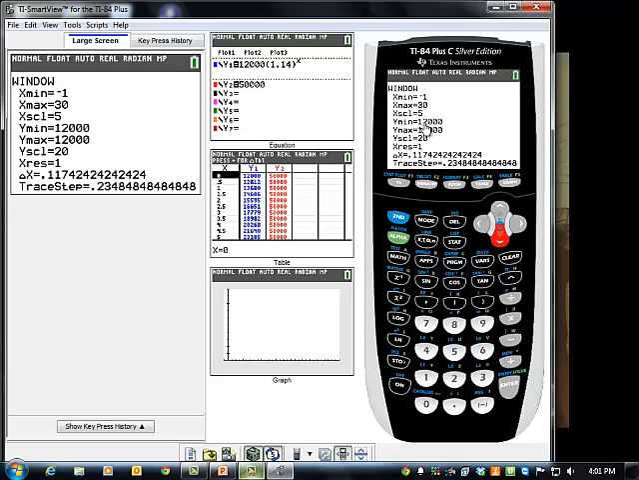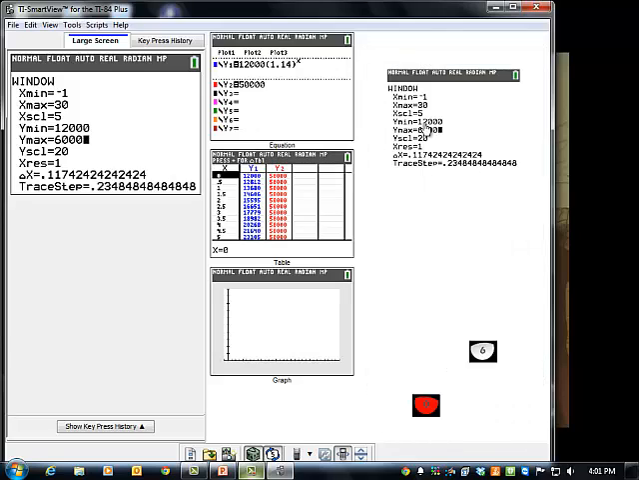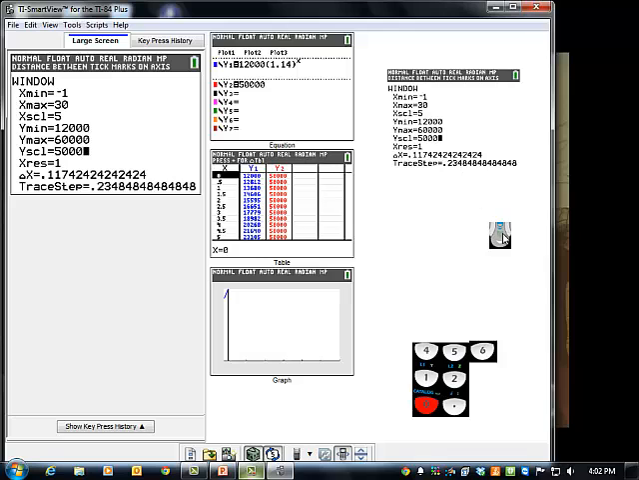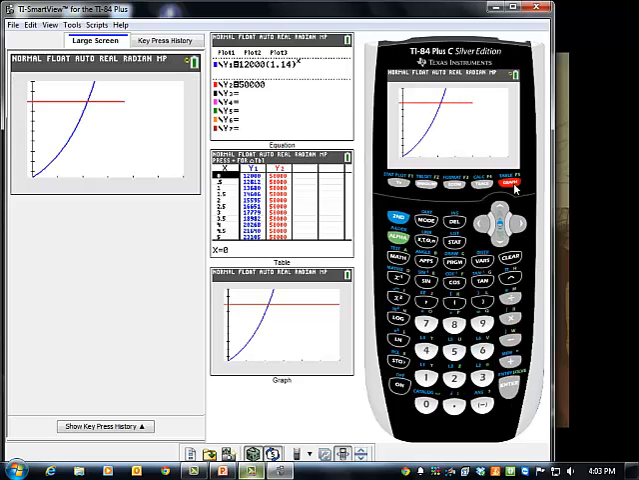So I might go up to 60 just so I can see what's going on. And change my scale to, I don't know, $5,000. Yeah, every $5,000 we'll have it do that. All right. And our goal is to find this intersection point right there. Where does that red line intersect the blue curve? So I do second, trace, 5, and enter 3 times. 1, 2, 3.